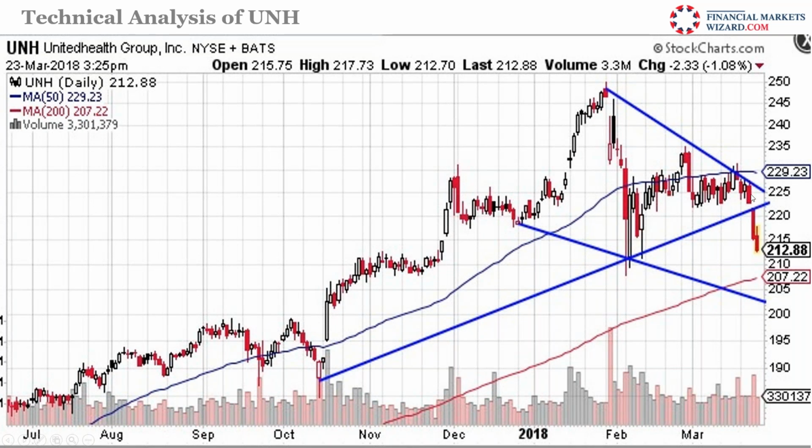When you see this kind of candle, you need to go short. What are the chances that it will go up? Chances are low. If it goes up, you need to exit. If it violates 229, you just exit. But this is what happened. Now 207 is the support. And 200, yes, the 200-day moving average.